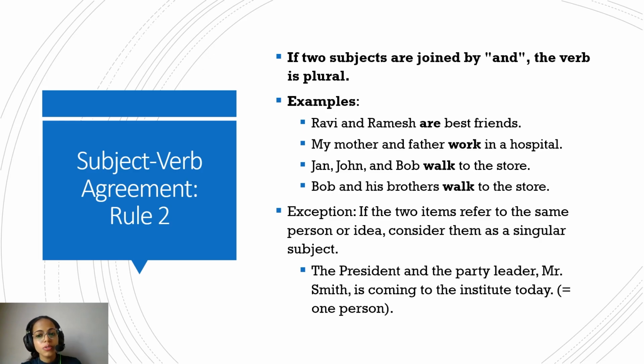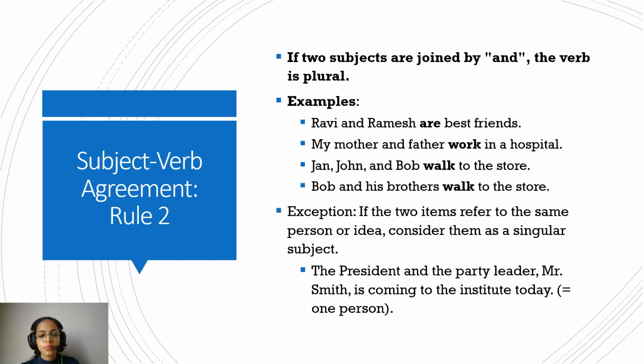Jan, John, and Bob walk to the store. Again, it doesn't depend how many subjects are there, but if it is joined by and, the verb will be plural. So, Bob and his brother walk to the store. So, we see that these verbs are not s ending because they are plural. Although there is an exception, if two items refer to the same person or idea, consider them as singular.